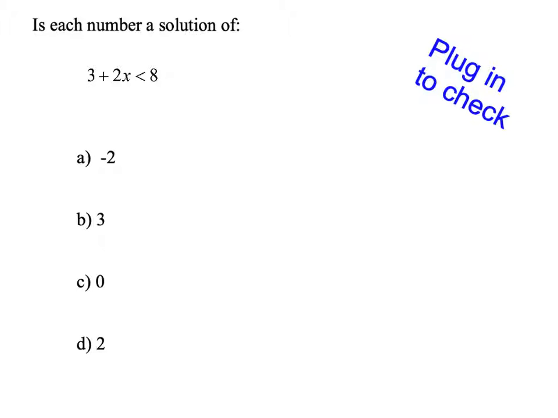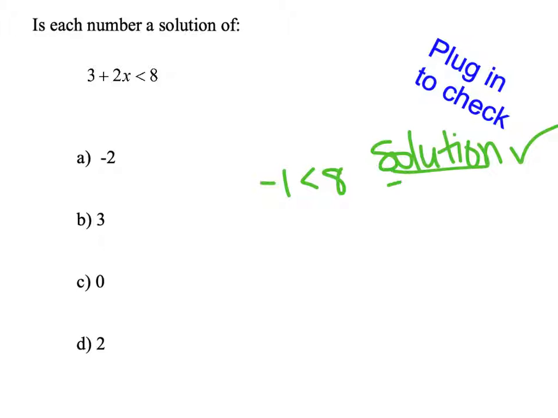So let's give it a go and see if negative 2 is the solution. I'll rewrite the inequality, substituting in a negative 2, and just run through the math with you. So I would do 2 times a negative 2, which is a negative 4, and negative 4 plus 3 is a negative 1. So the question is, is negative 1 less than 8? Well, yes, it is. And so this is a solution, or negative 2 is a solution, I should say. Either way you want to do it. Say it's a solution, put a check mark, we're good.